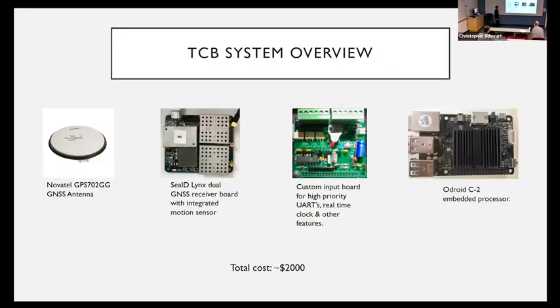Taking a look inside that box, there's a GNSS receiver board provided by CID. There's a custom input board to provide very low latency inputs for the navigation electronics. And then the brains is an Odroid C2 embedded single board computer. The system was navigated in the original paper by a Novatel GPS 702GG survey grade antenna, and this comprised a total system cost of about $2,000.